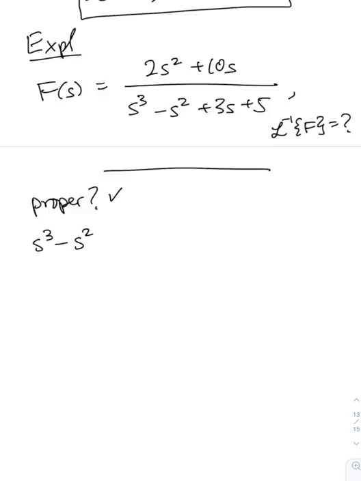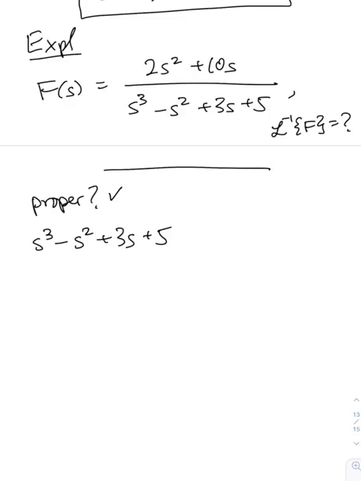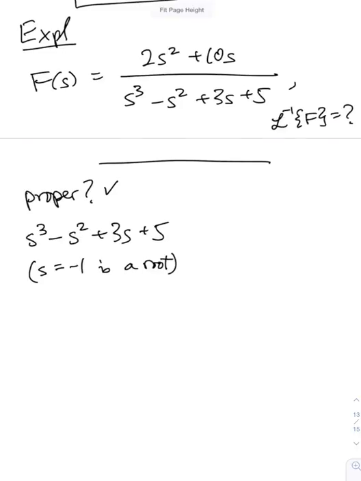s cubed minus s squared plus 3s plus 5. We look for a root. Minus 1. Yeah, s equals minus 1 is a root, because then we have minus 1, minus 2, minus 3, so there's minus 5, plus 5. All right, so that means that s plus 1 is a factor. Work out what the other factor is, and you'll get s squared minus 2s plus 5.